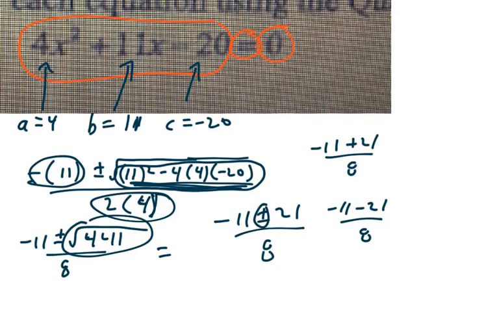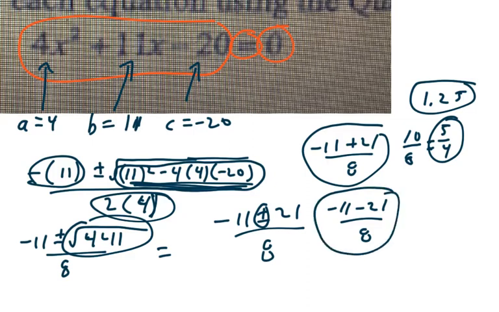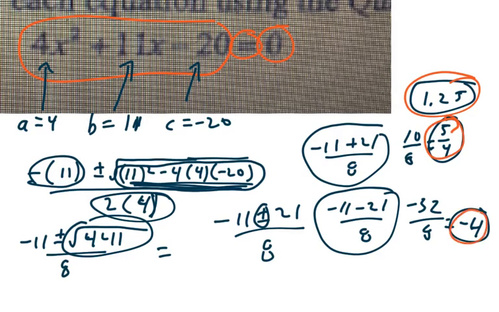You have two answers. Now, going back to here, that's 10 over 8. And if you reduce that, that's 5/4. And that's the way your teacher's going to want it. If you divide that, though, you get 1.25. Again, I'm going to tell you why I went ahead and divided it with my calculator, because I'm going to check my answer. Now, doing this right here, I'm going to get negative 32 divided by 8 is negative 4. So those are my two solutions, guys: 1.25, better known as 5/4, and negative 4.